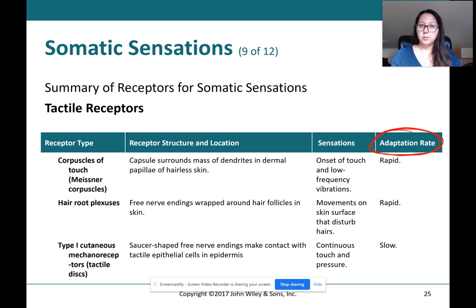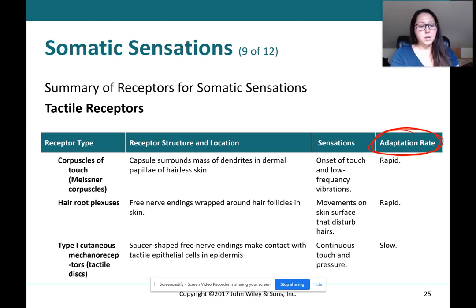And that's adaptation. It means that these nerves are going to stop firing, even though the stimulus is the same. My hand is still here. The nerves are going to stop sending messages to the central nervous system, and I'm going to stop perceiving this, at least as much, after a short time. So that's what the adaptation rate is.